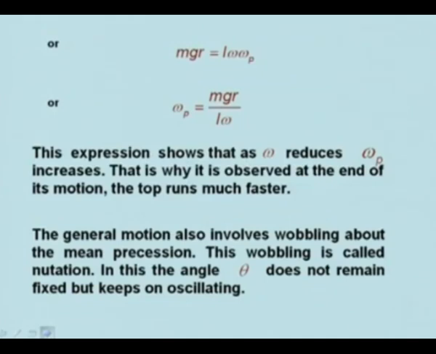So in this case, mgr becomes I omega omega p. It is not dependent on theta. Or you get omega p is equal to mgr divided by I omega. This expression shows that as omega, the spin velocity, reduces, omega p increases. That is why it is observed that at the end of its motion, the top precesses much faster.